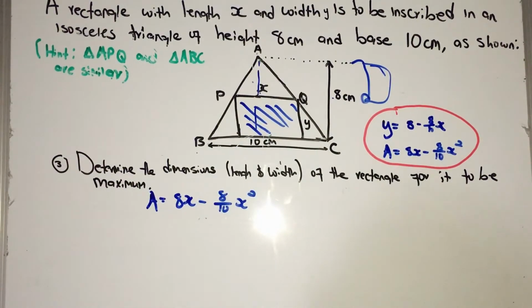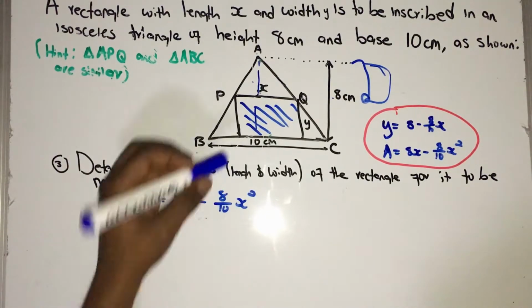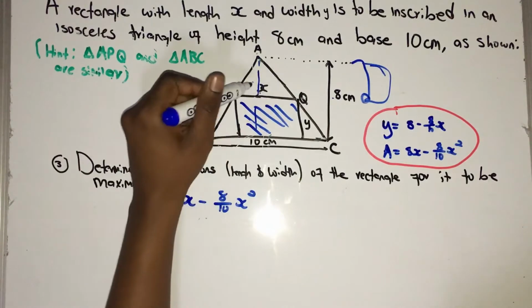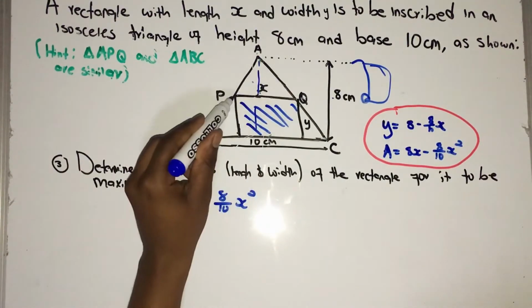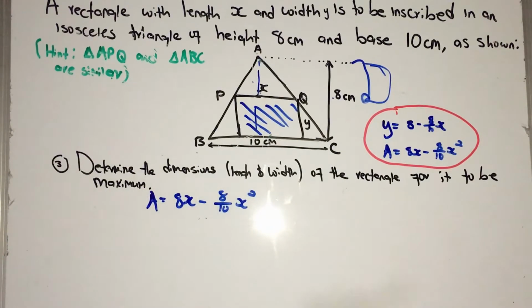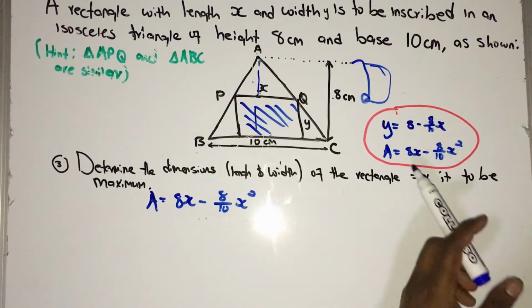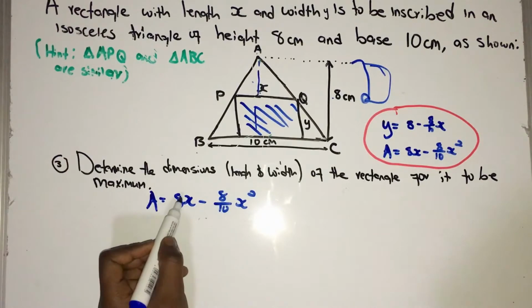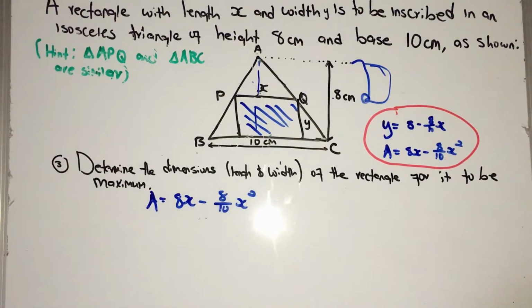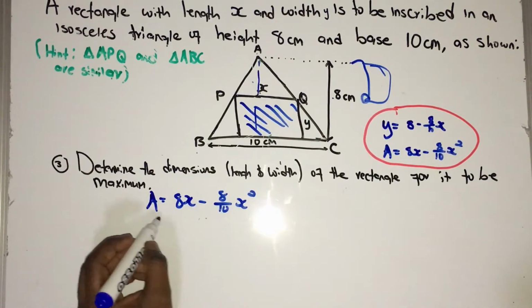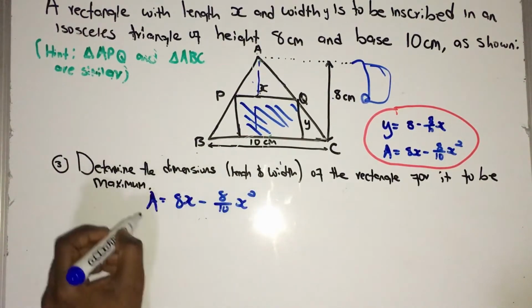Okay, so our next question, we have been asked to determine the dimensions in terms of length and width of the rectangle for it to be maximum. So this is the rectangle, so we want the values of x and y for this rectangle to be maximum inside this triangle. What determines if a rectangle is big or small, maximum or minimum? That would be the area of that rectangle. And we have already found the area from the previous question, that the area function is 8x minus 8 over 10x squared. So we want the maximum value of this function.